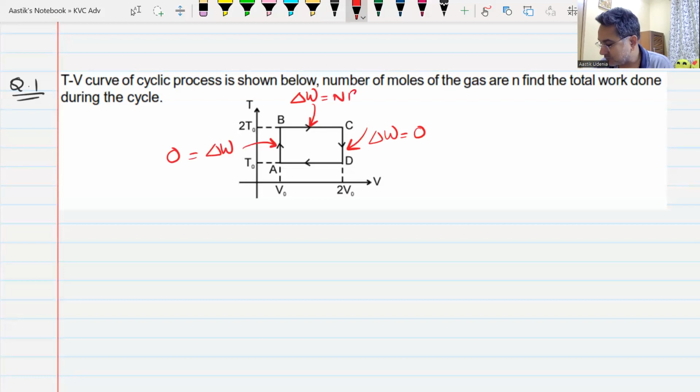nRT ln of V final by V initial. What is the temperature? 2 T naught, sir. Natural log of V final divided by V initial. Take a deep breath. So 2 V naught divided by V naught, it will be 2. ln of 2. Yes or no? Yes, sir. What is this process? It's also isothermal, sir. What is the work done in this process?